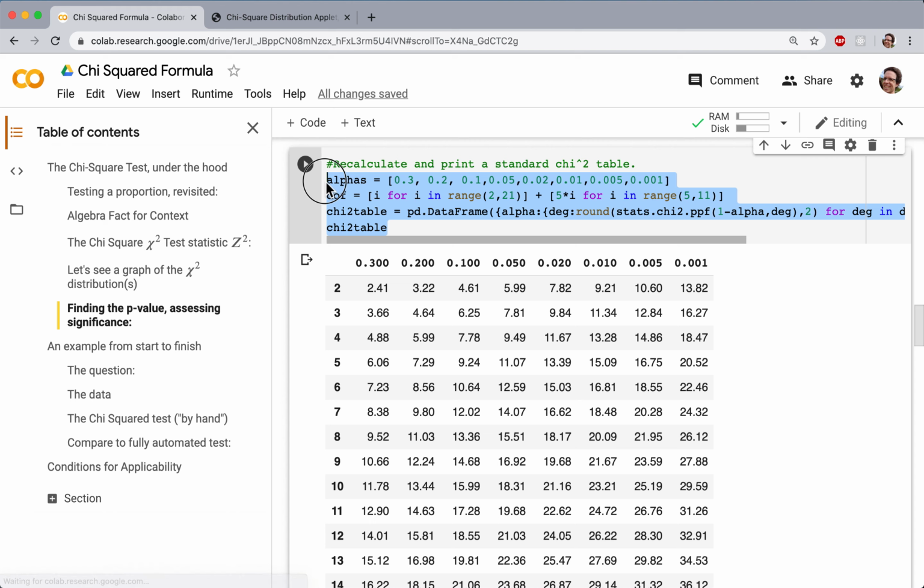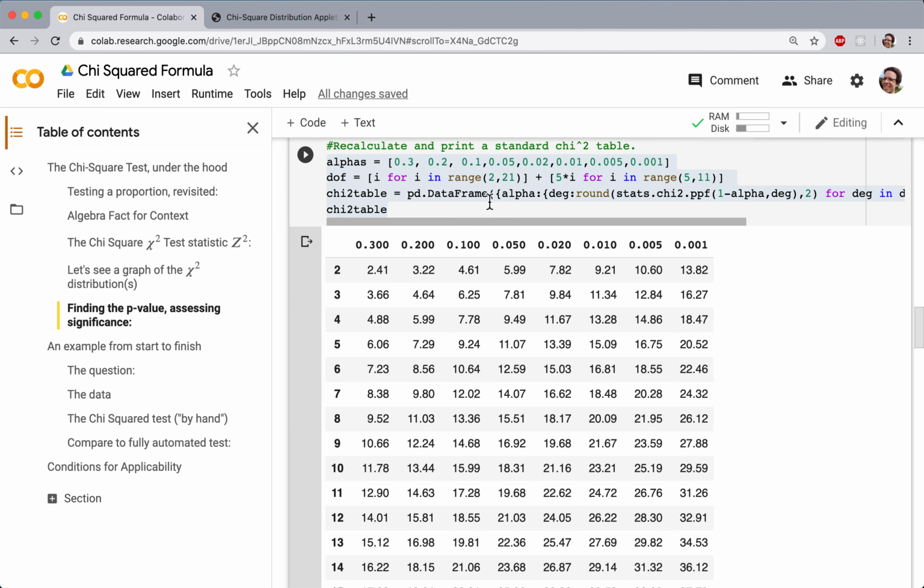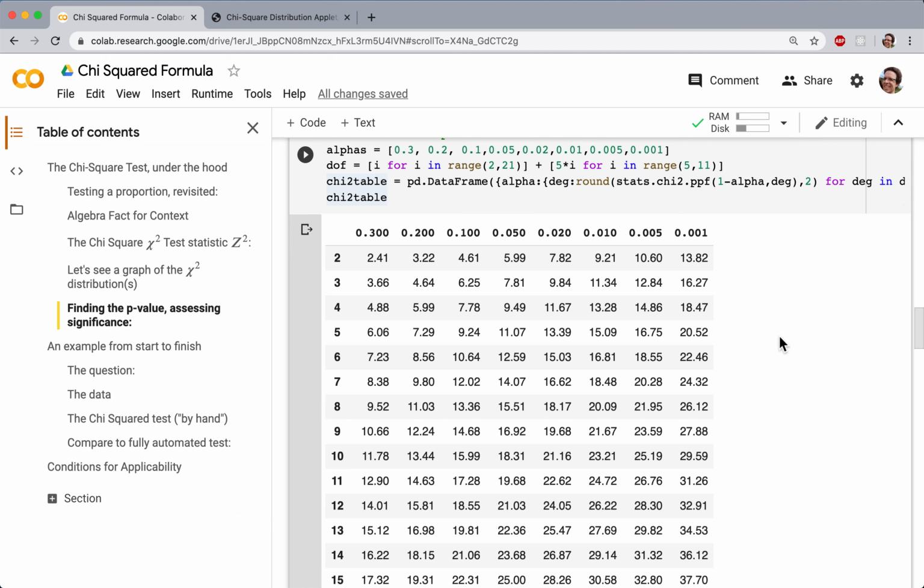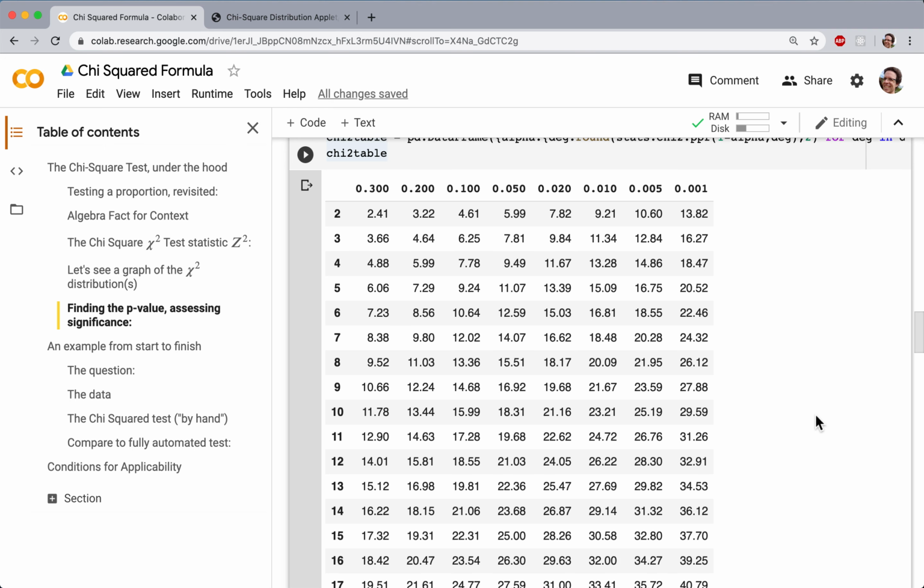First of all, this is the Python code that creates a chi-squared table. You don't need to worry about how I did that. If you're going to be using a chi-squared table, you're not going to be building your own. You're going to be looking it up on the internet somewhere. I just wanted to make sure that I wasn't copying somebody else's work, so I made my own. So here's a chi-squared table.